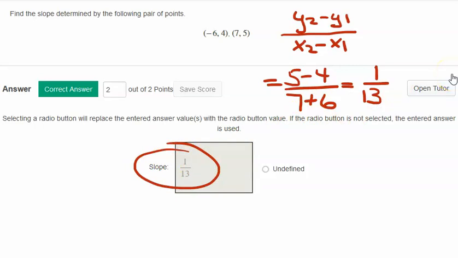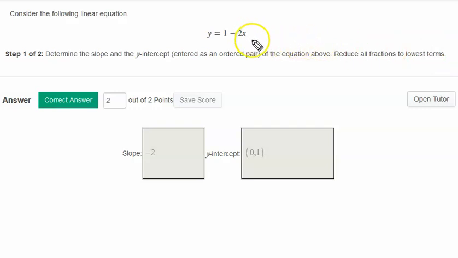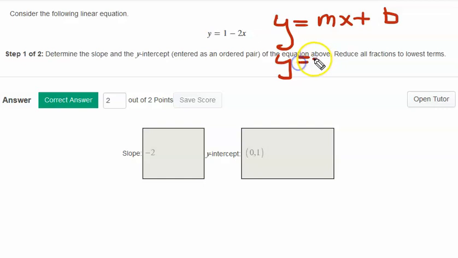Now it would be undefined if our denominator ended up as 0, just to let you know. Now in this example, y equals something. I would put it in slope-intercept form, y equals mx plus b. So this is going to be y equals negative 2x plus 1.